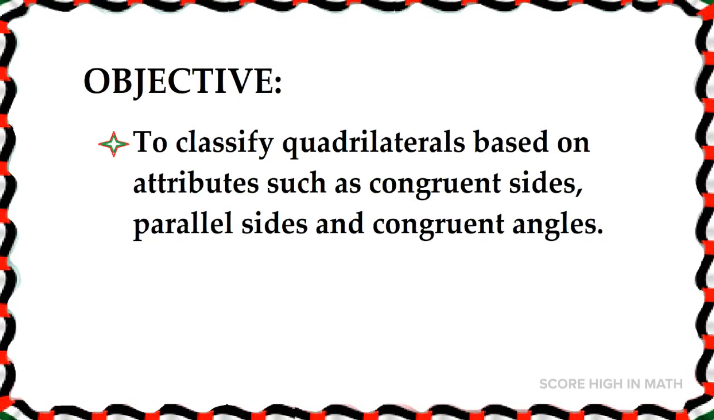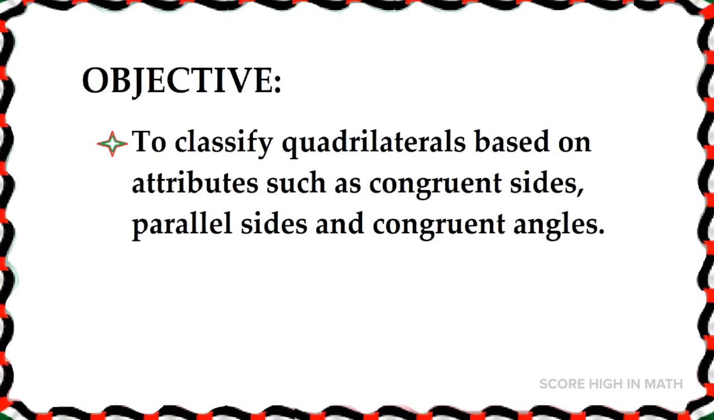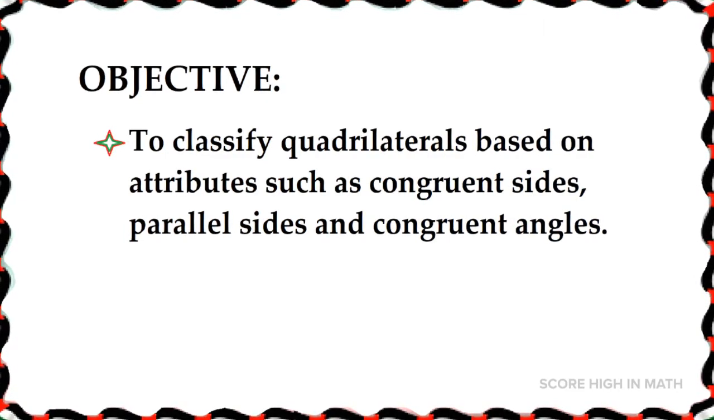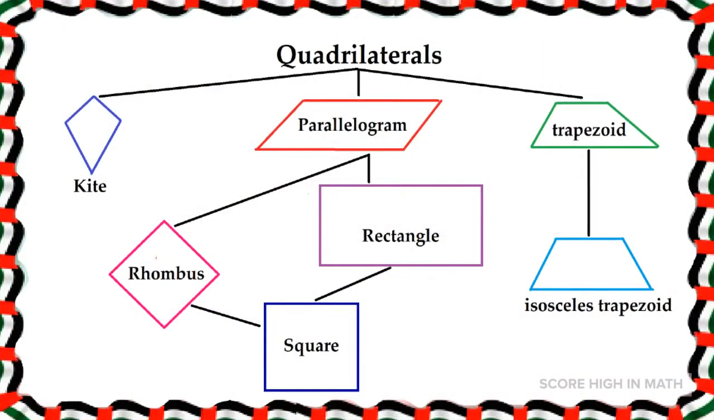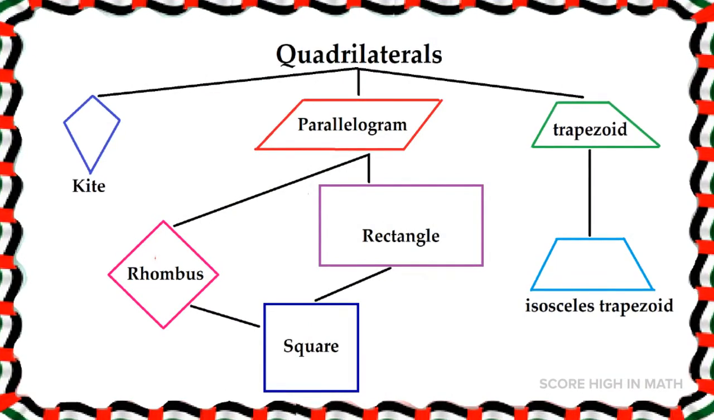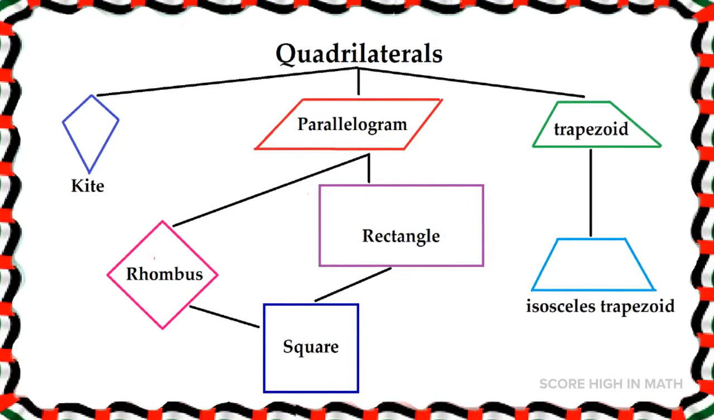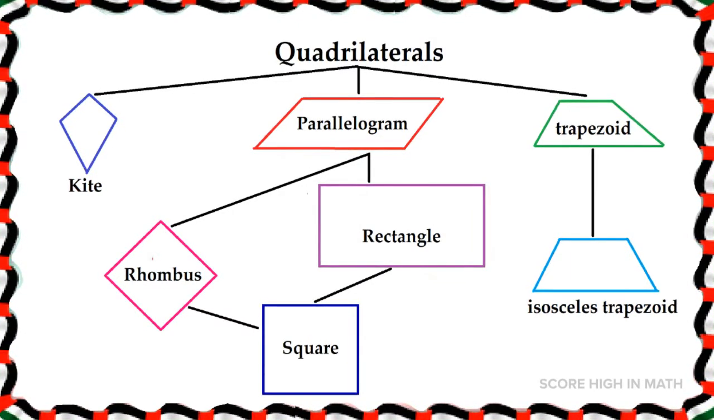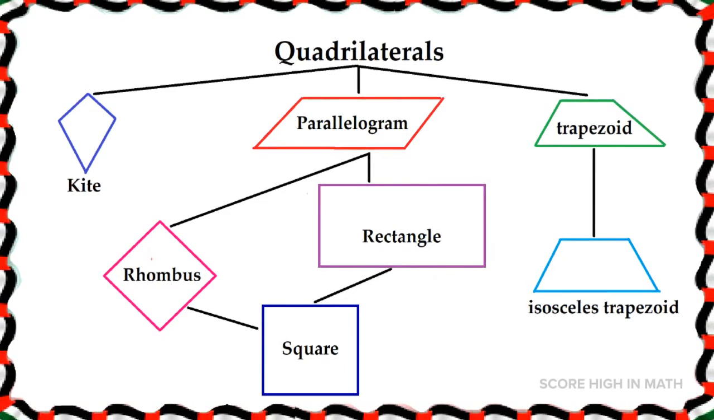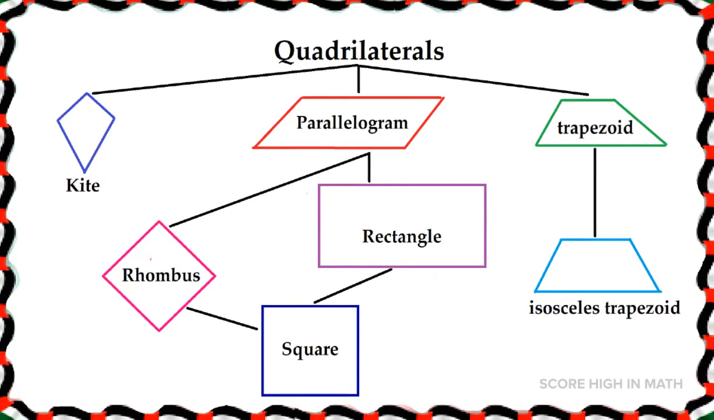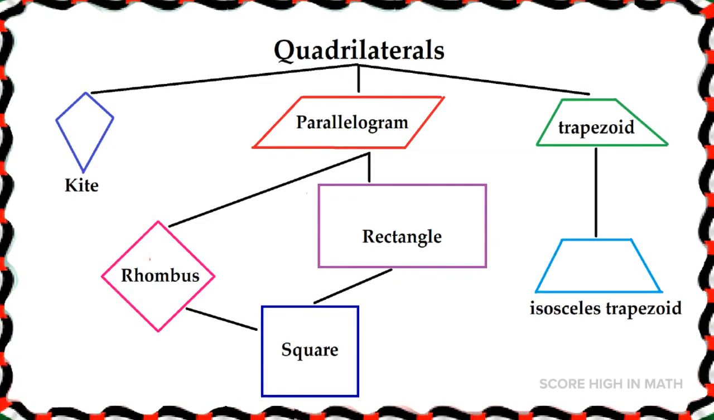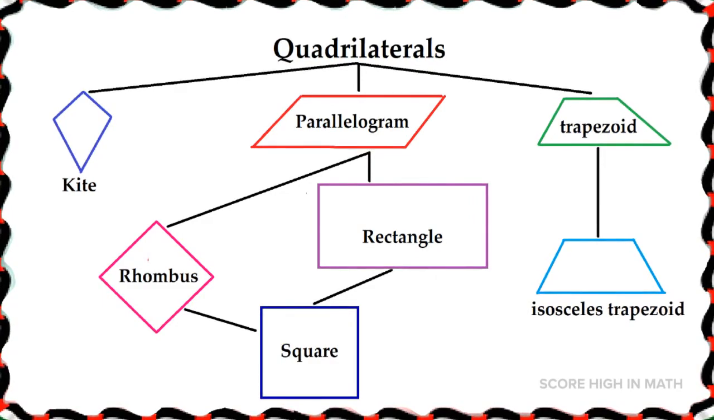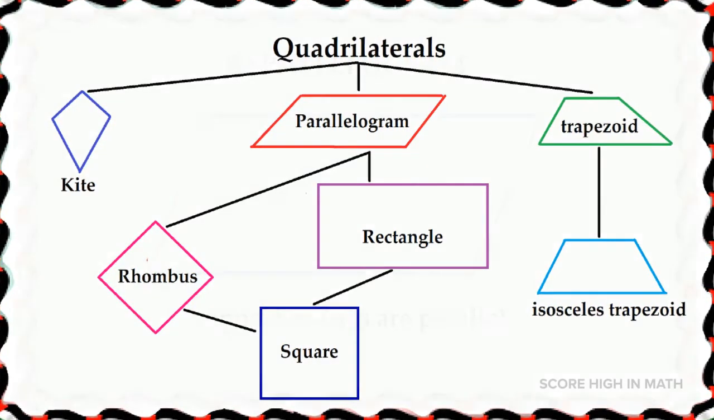The objective of our lesson today is to classify quadrilaterals based on attributes such as congruent sides, parallel sides, and congruent angles. The family of the quadrilaterals are here. The parallelogram. Under the parallelogram are the rhombus and the rectangle. And under the rhombus and the rectangle is the square. The trapezoids and the kites are also in the family of quadrilaterals. Let us discuss each shape of the quadrilaterals one by one.